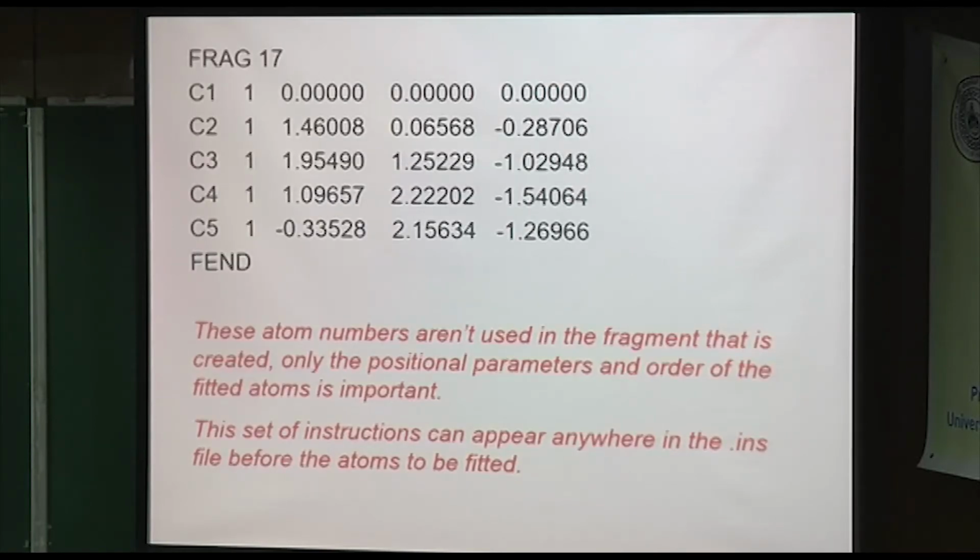Okay, so here's an example of a 5-membered ring. And these are Cartesian coordinates. You can usually spot them because the first one is just 0, 0, 0. So these are Cartesian. Yes, it has to just appear before this fitting process. I usually just put them at the top somewhere. It starts with frag 17, it ends with frag end.